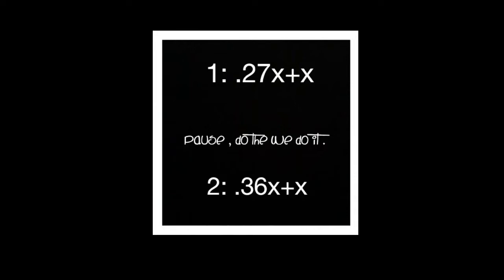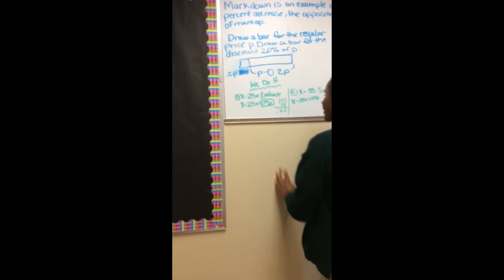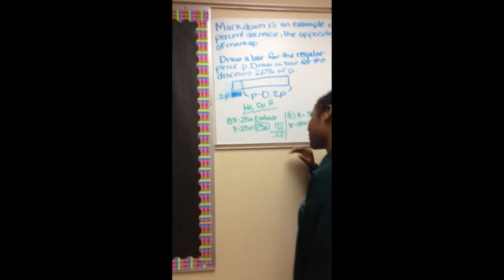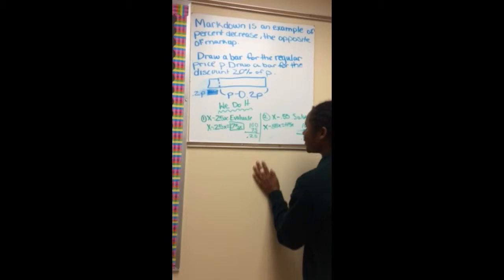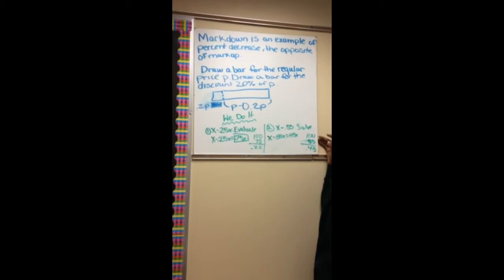We do it. x minus 0.25x, evaluate. x minus 0.25x equals 0.75x. You do 100% minus 75%, and you get 25%. When you turn that into a decimal, that's 0.25. And the second one is x minus 0.55x. You gotta solve. x minus 0.55x equals 0.45x, and I did the same thing, 100% minus 55%, and it gave me 0.45 when I turned it into a decimal.